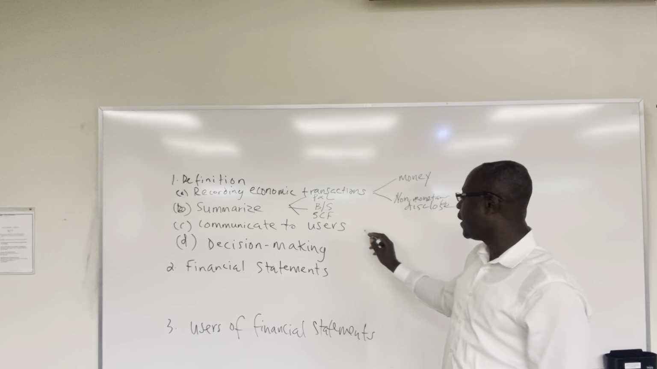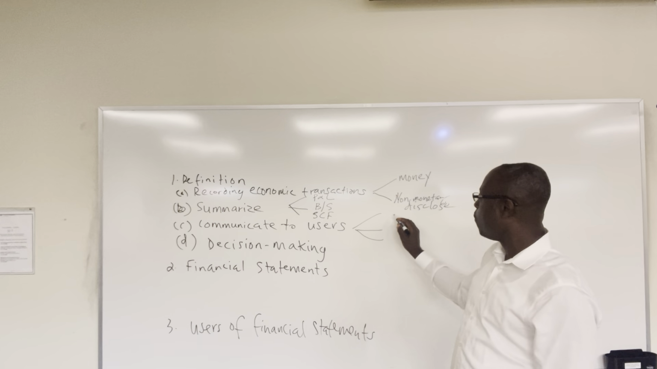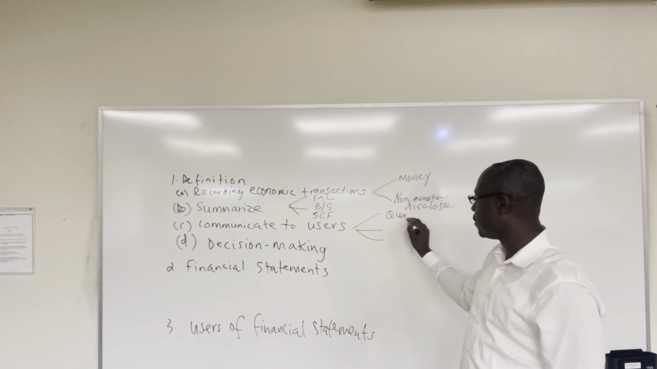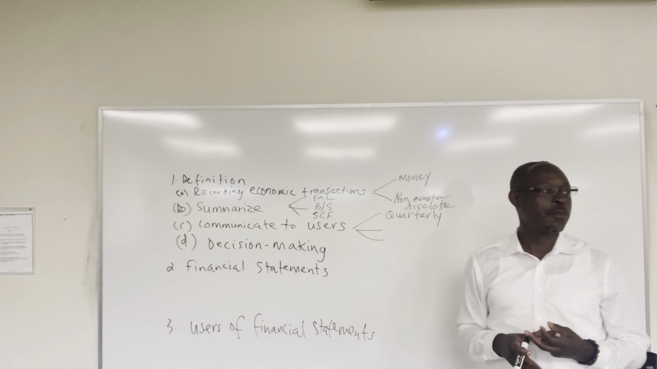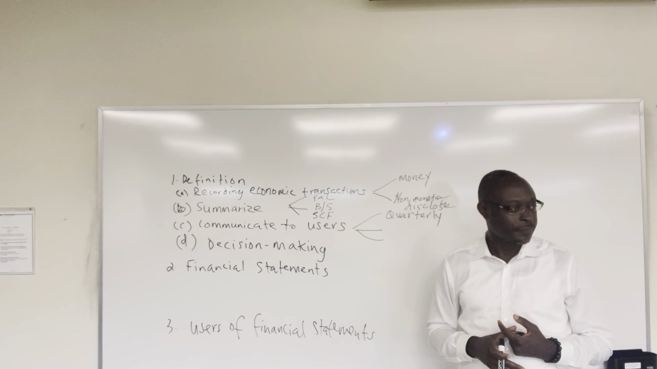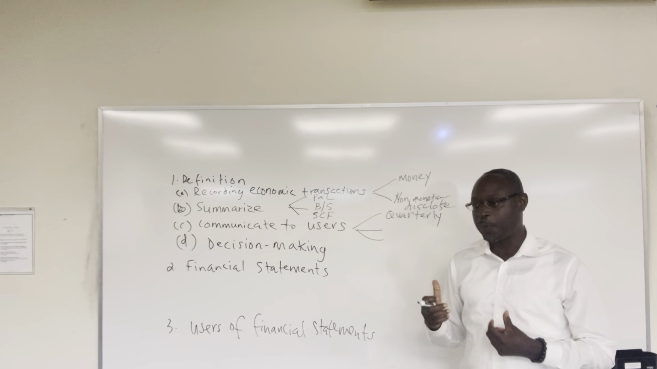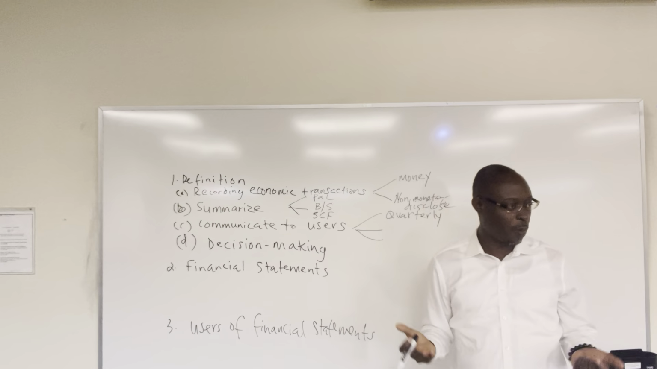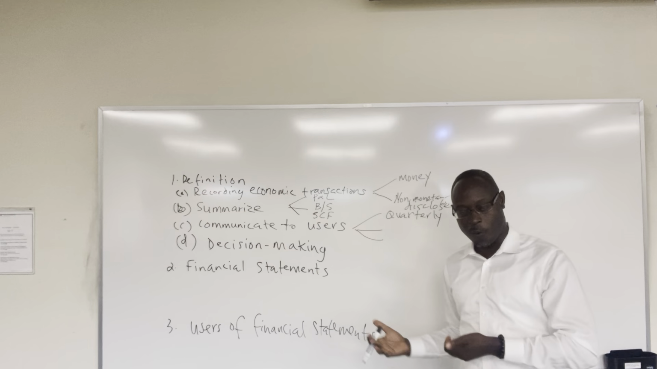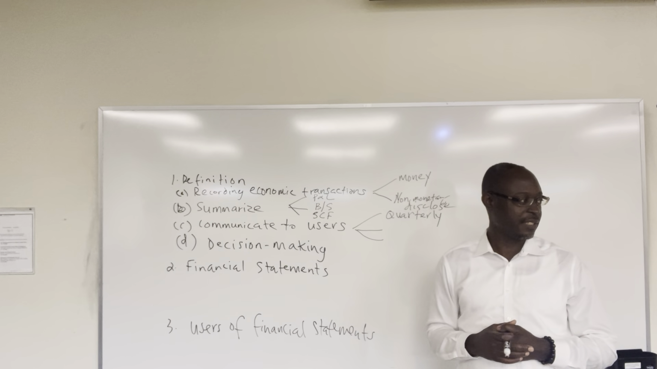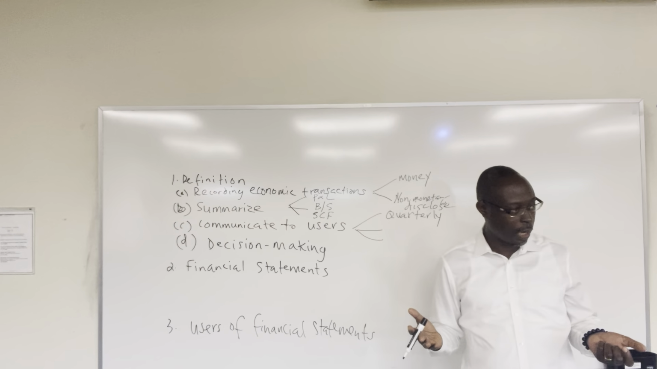So we communicate this information to users of financial statements, and typically we communicate them on a quarterly basis. Quarterly basis. That means every 3 months. So January, February, March is the first quarter. And so in April, we will be reporting information for the first quarter. And April, May, June is the second quarter. So in July, we will be reporting information for the second quarter and the first quarter, year to date. Does that make sense?